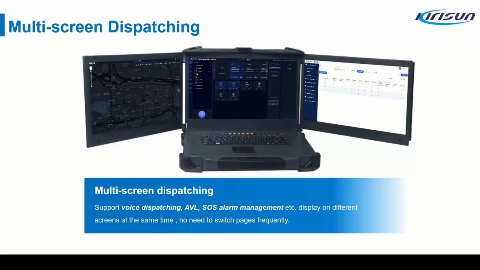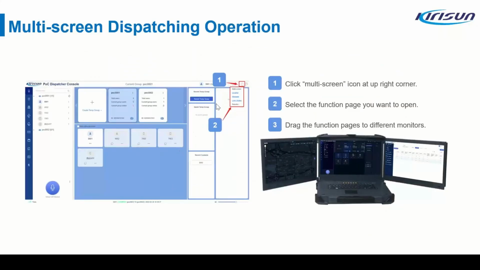For example, the police dispatch center has a big screen wall, and it can show voice dispatch, terminal location, and SOS alarm at the same time. It will facilitate a clear understanding of the situation on site and greatly assist decision making. You can find the multiple screen icon at the upper right corner and select the function pages you want to open. Then drag the function pages to different monitors.